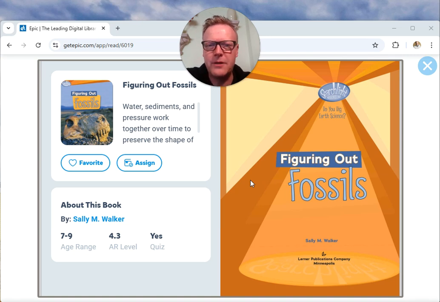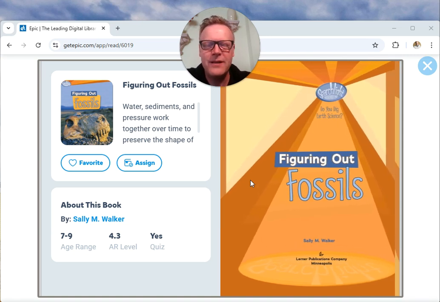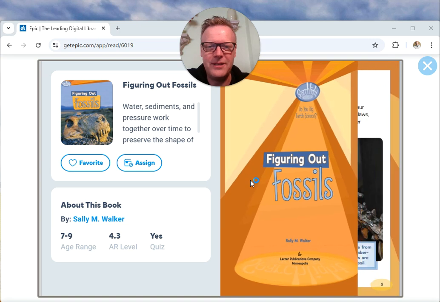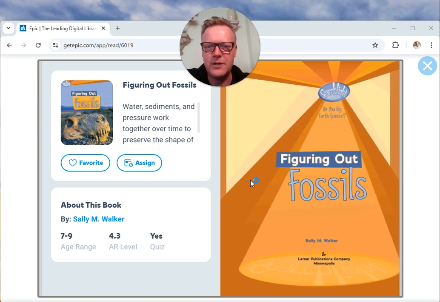Man, I know that lots of you guys are into dinosaurs and fossils, so I'm pretty excited to read this book to you and talk about the different words and things about dinosaurs. So, let's jump right in here. It's Figuring Out Fossils. All right, let's see what this is all about.